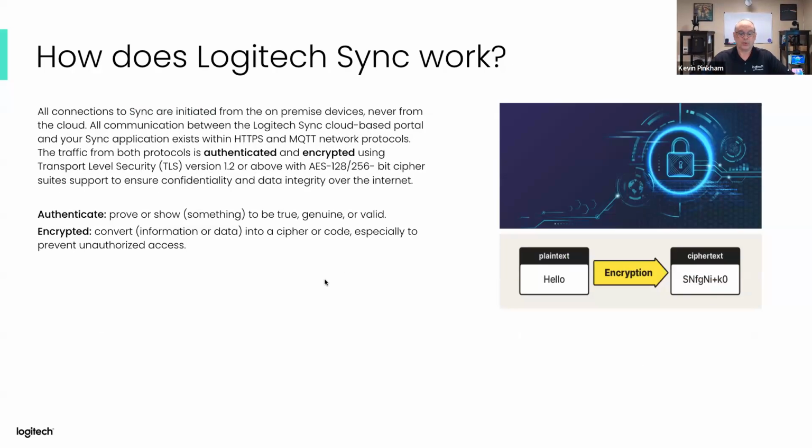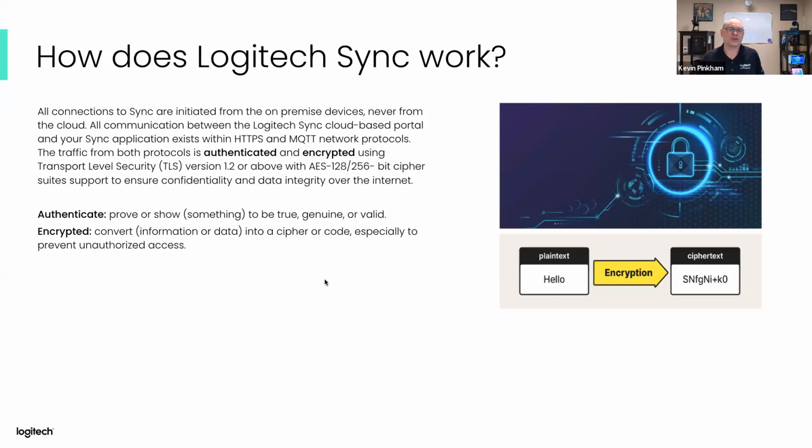So next, how does Sync work? And this applies to both the computer app and the Sync that is baked into Collab OS. All connections are initiated from the on-premise device. Now, that is very important, right? We don't want to ask our customers to open up inbound ports from the internet into their network. So everything gets initiated from the inside out. That traffic is both authenticated and encrypted using the latest AES 128 and 256-bit ciphers.